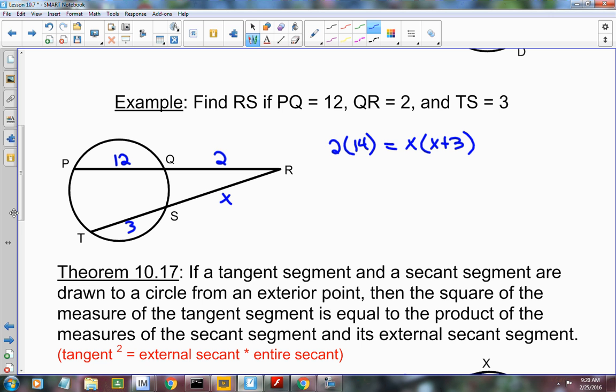Okay, so now we're going to solve. 2 times 14 is 28, and then we distribute the x. Okay, so does anybody remember what you do when you have an x squared and an x?